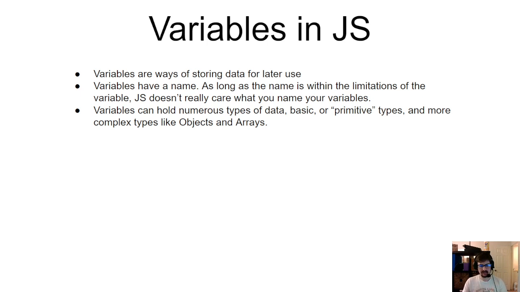Variables will always have a name. This is how JavaScript knows that you're referring to the same variable. As long as the name is within the limitations of the variable, then JavaScript doesn't really care what you name your variables as long as you use the same name everywhere. It is literally doing a find, just a control F, and if it sees that variable name again, it knows what you're talking about. It's not going to glean any context from what the variable is called. If you name it number of people and you give it someone's name, JavaScript is not going to bother to check that for you.